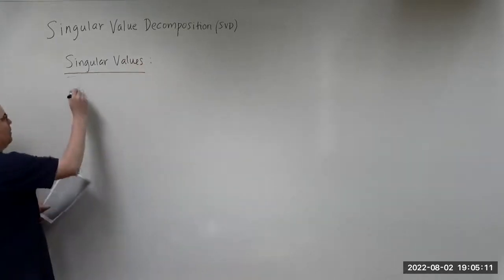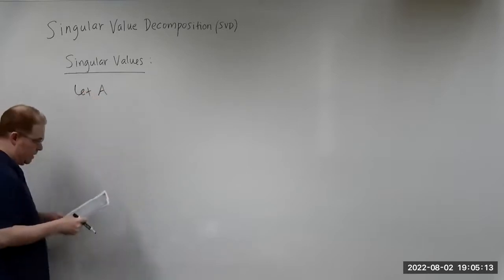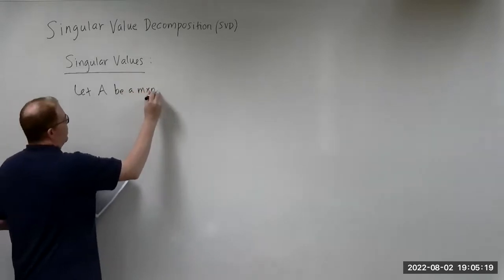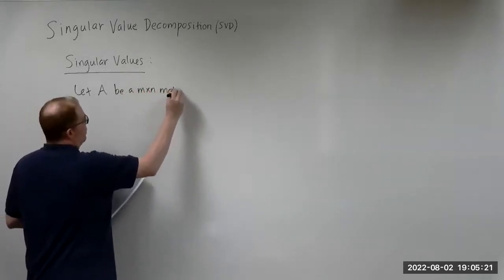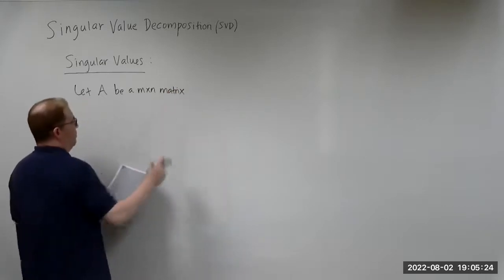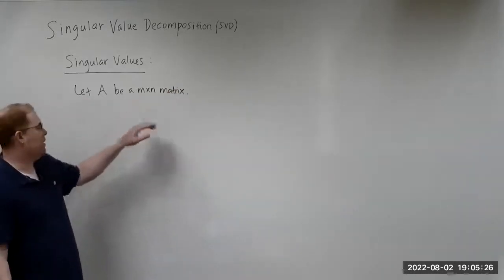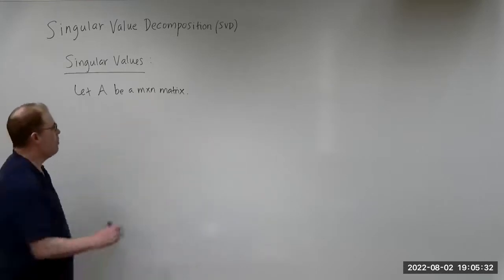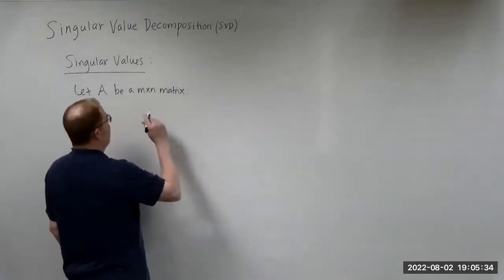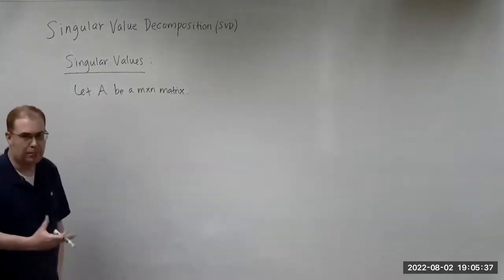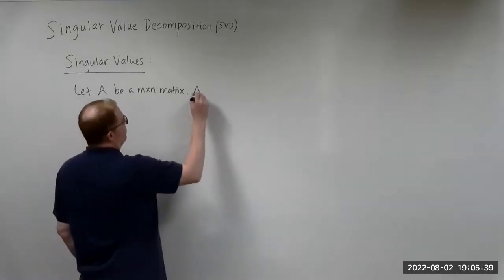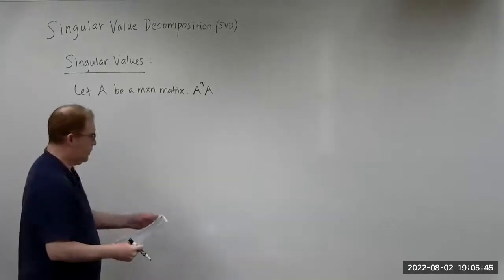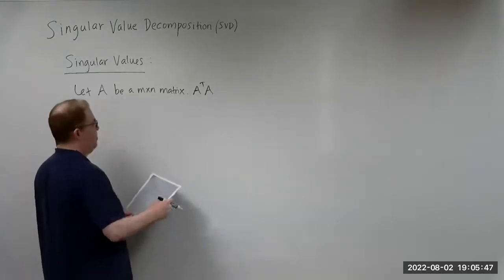Okay, so we're going to let A be an m by n matrix. Okay, so that means it has m rows and n columns. And so what we're going to do is take A transpose and multiply by A. So we're going to assume that this is a symmetric matrix.